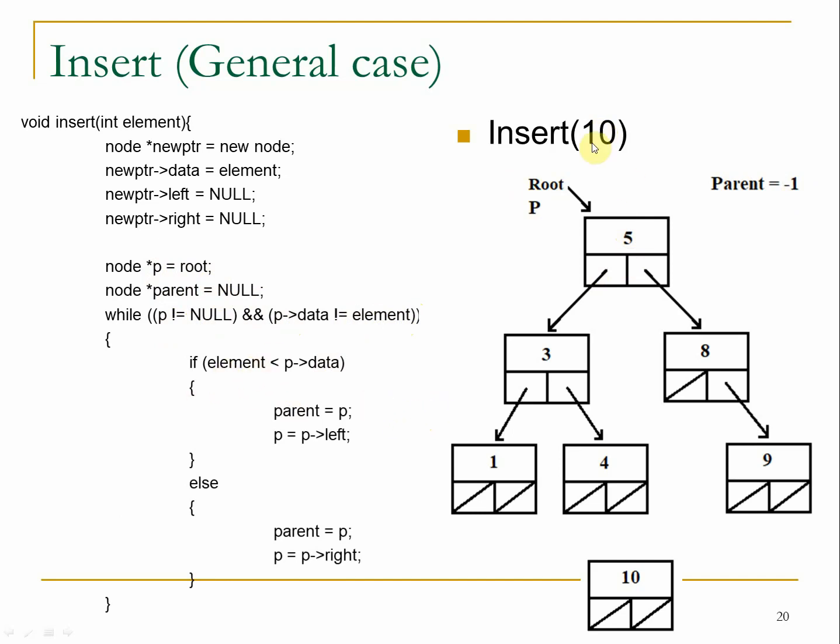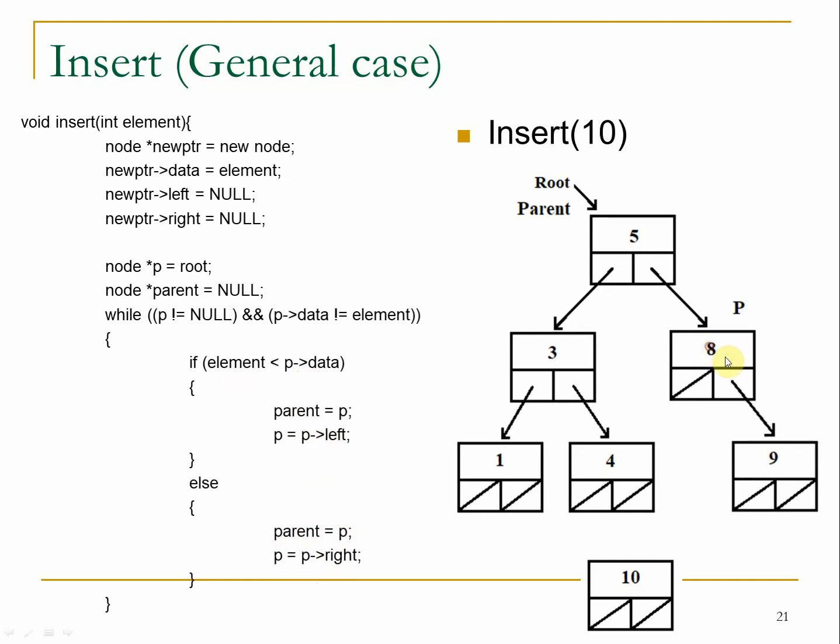Since element 10 is greater than the data, this is a false statement, and we will come to the true statement. We need to travel to the right side. So what's happening here is that we travel to the right side, indicating that P comes to the next location while parent still remembers the original location. So now parent is at the location of the root, and P is at the next element.